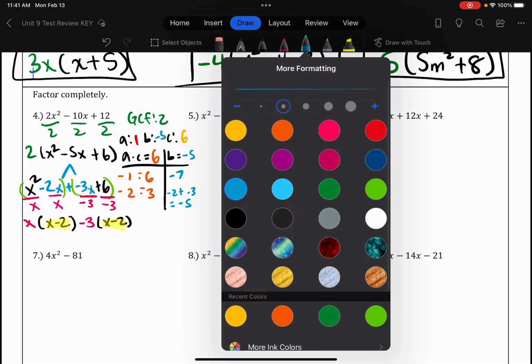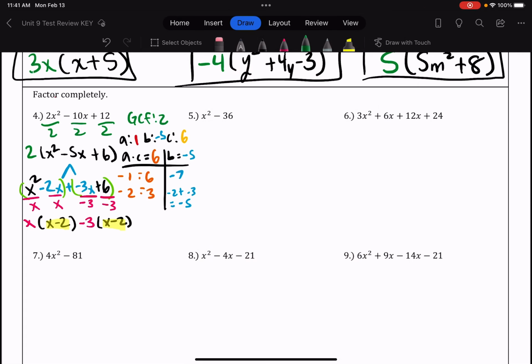So for my factored version, I bring down my original greatest common factor of 2, and that's multiplied by x minus 2, multiplied by x minus 3. It does not matter which order you write those factors. So that was trinomial factoring.